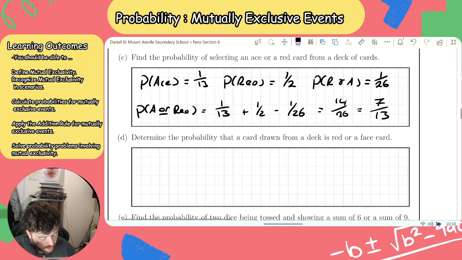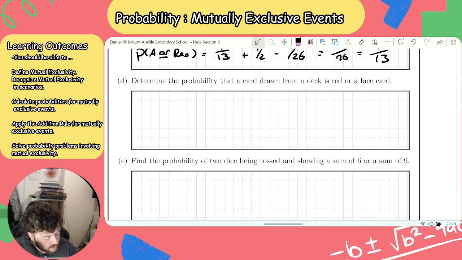Right. Next one. Determine the probability that a card drawn is red or a face card.